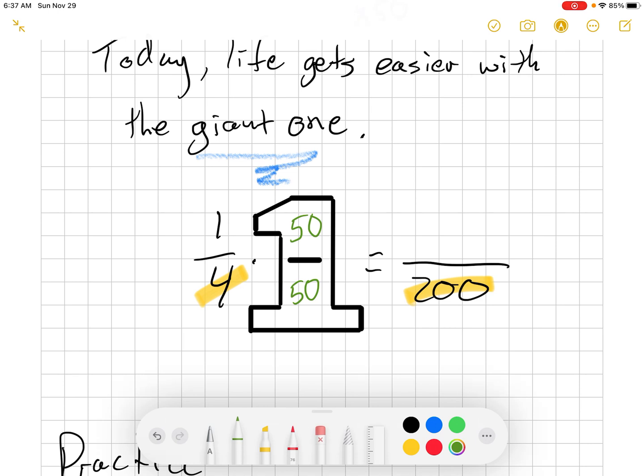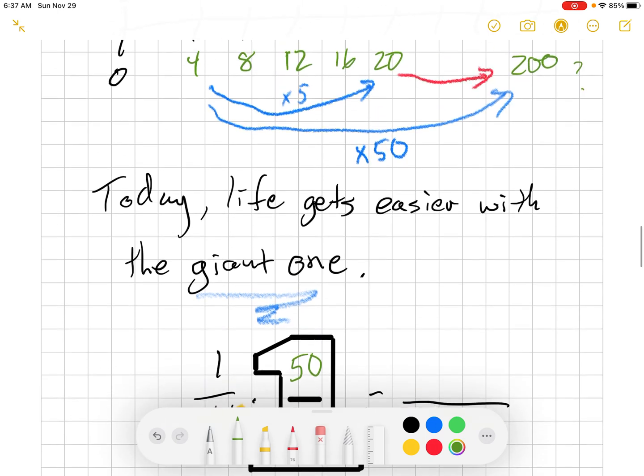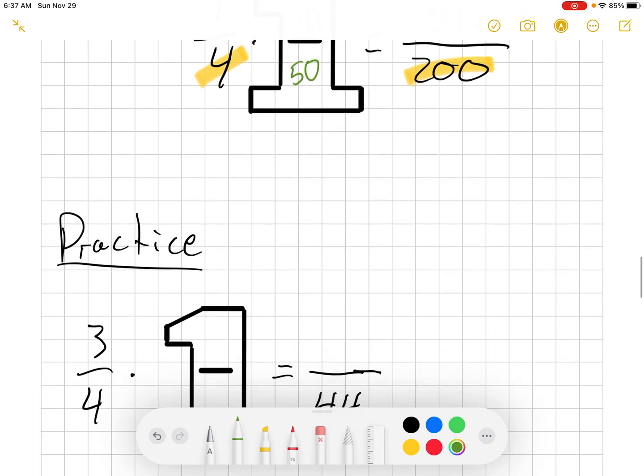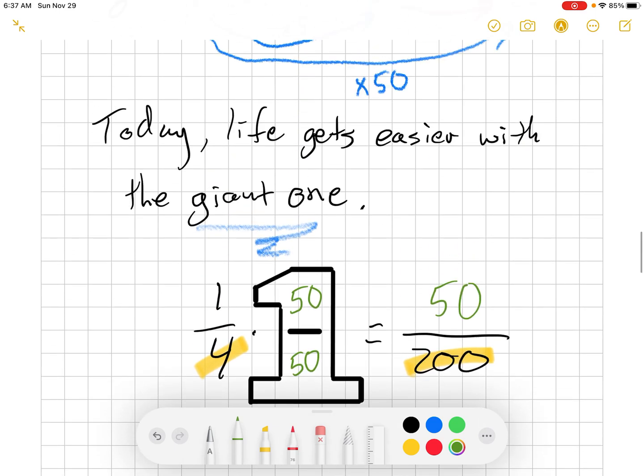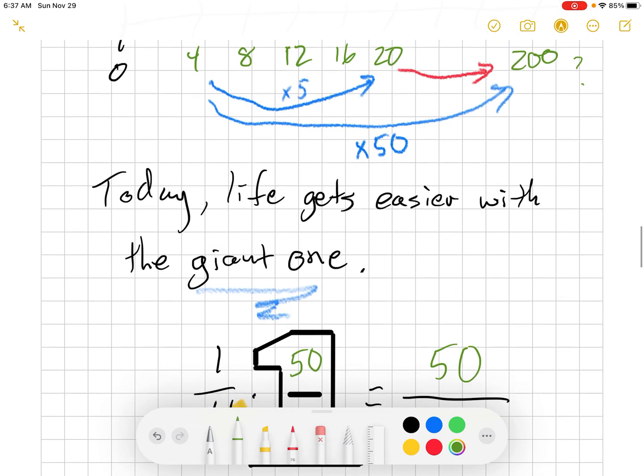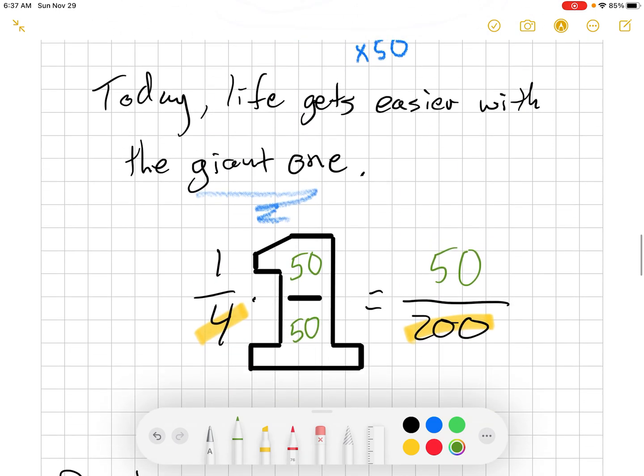So then I'm looking at my numerator, right? I'll even hide the denominator. 1 times 50 is 50. Right? So just as a reminder of multiplying our fractions, excuse me, 4 times 50 is 200. So I'm just focusing on the denominator, and in this case, I have 1 times 50 equals 50, right? That's how we figure that out.